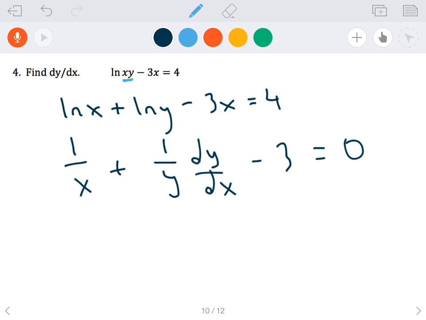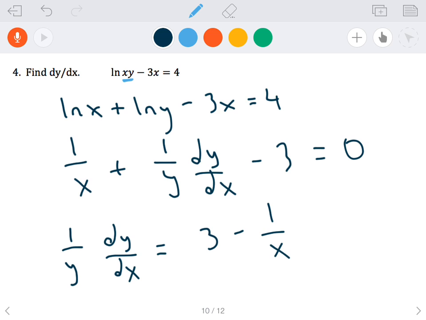minus 3 equals 0. And then remember your routine here: collect all your dy/dx terms on the left, move everything else to the right. 1 over y, dy/dx equals 3 minus 1 over x.